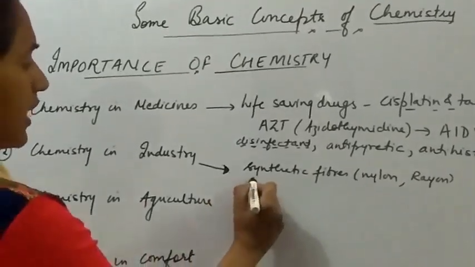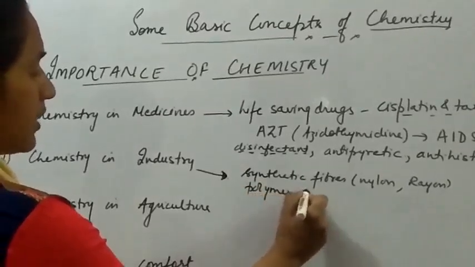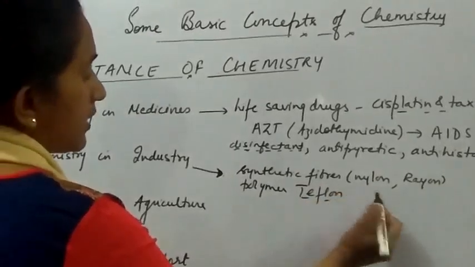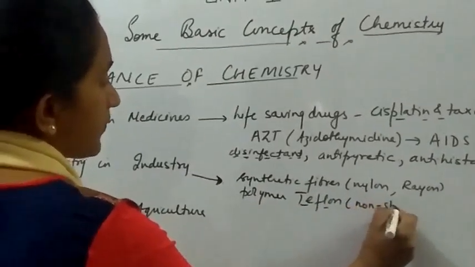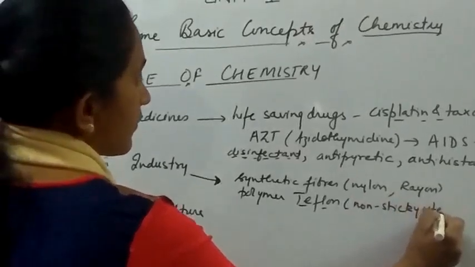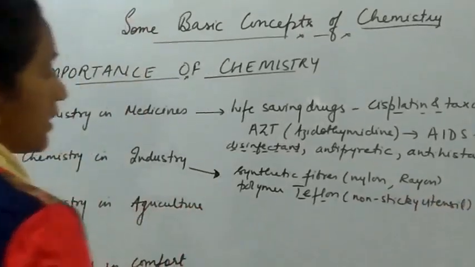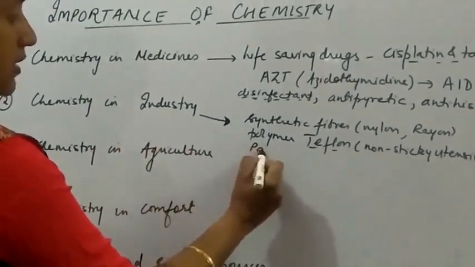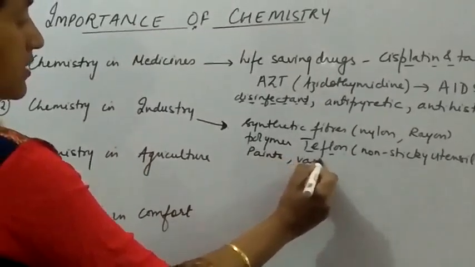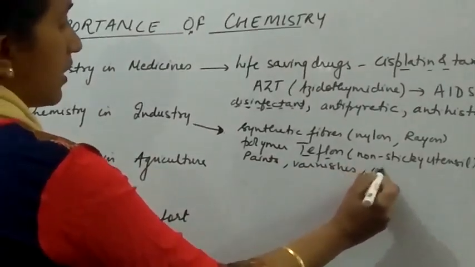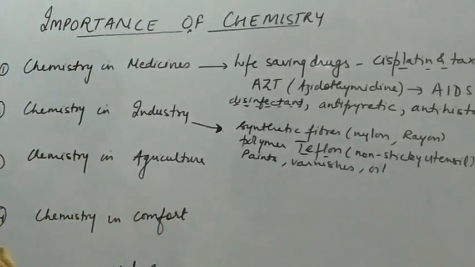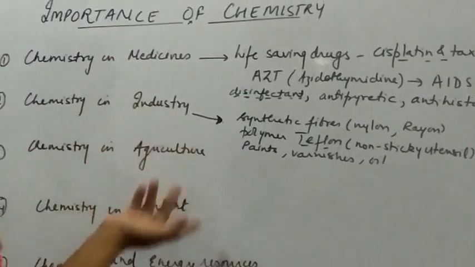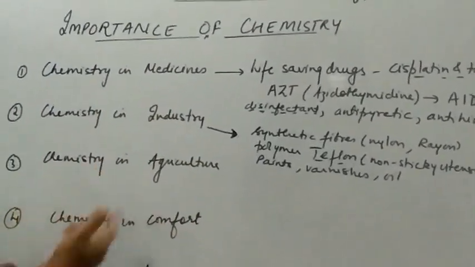Now, in the same way, we have other polymers also. You have heard about Teflon, which is used as a coating in non-stick utensils. Right? So there are many other uses also: paints, varnishes, oil. These are chemically treated or chemical compounds which we get from the industries. Okay, now next is chemistry in agriculture.